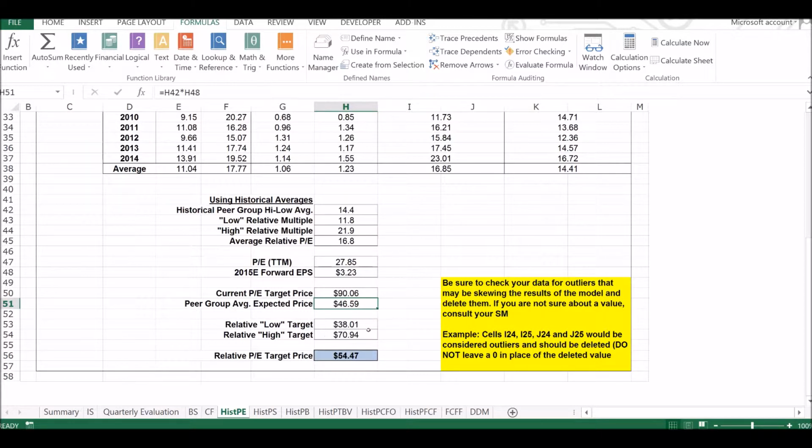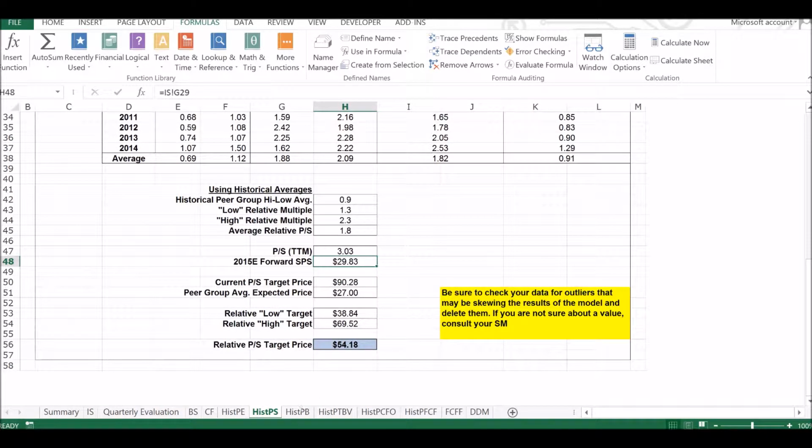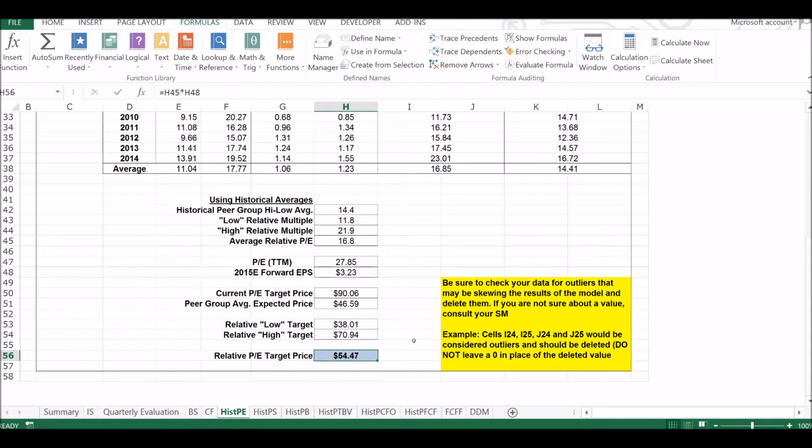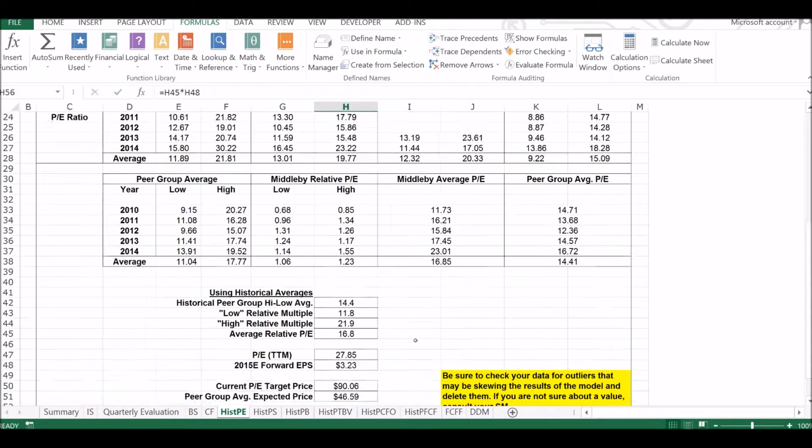So you look at the relative low target multiplied by the forward earnings per share, and the relative high target, and then the average of those two numbers is your relative price to earnings target price. Now again, this is for each one of these valuation models: forward price to book, tangible book, cash flow from operations, free cash flow, and so on. So the same thing holds true for each one of these.